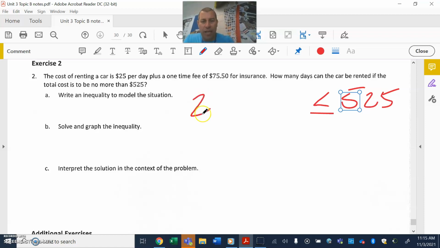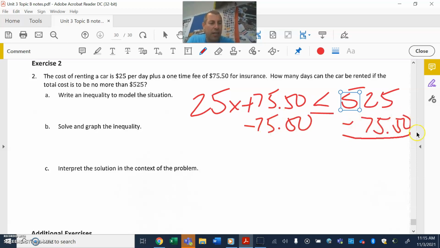All right, so let's see here. We got $25 per day. I don't know how many days, so 25x. And then we're adding on the one-time fee. So one time, which means we're not paying it each day. We're just paying it for the once. And hey, let's solve here.